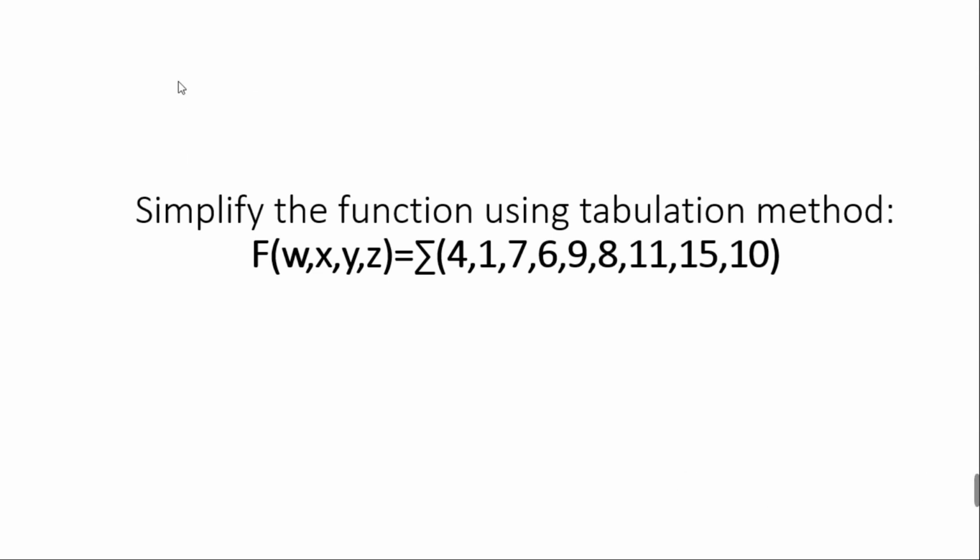So here is the question for our problem. Simplify the function using tabulation method. So here is the given function. We're going to solve this problem in two parts. We're going to describe part 1 first. So here is part 1.